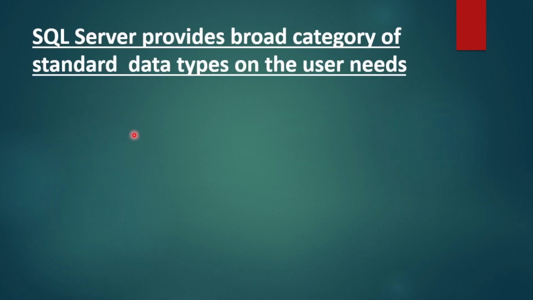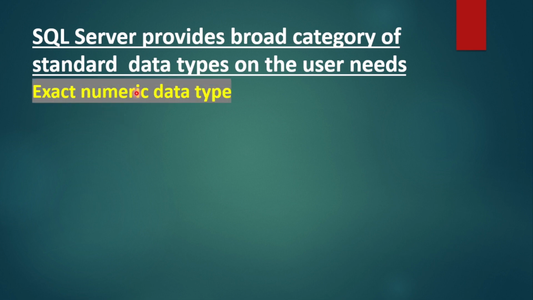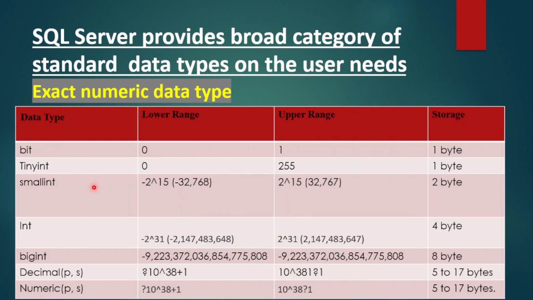SQL Server basically provides broad categories of standard data types based on user needs. First, we are going to see the exact numeric data types. With these data types, we can store numbers. These are all the data types present in the exact numeric category. First, bit. The bit data type occupies 1 byte of storage on your hard disk, and the lower value is 0 and the upper value is 1. We can't store above 1 or below 0. This is only to store 0 and 1.